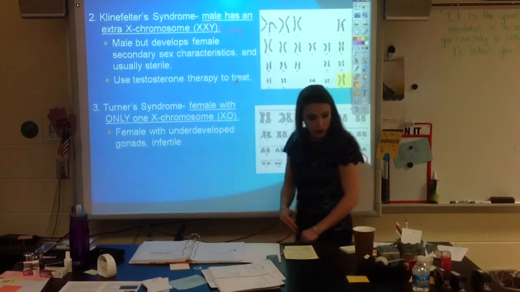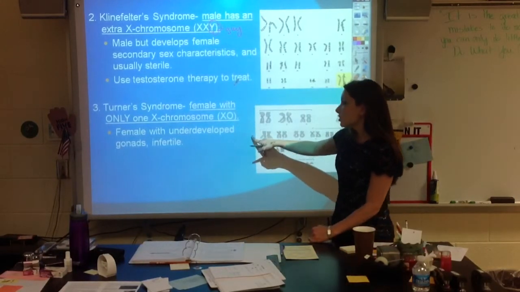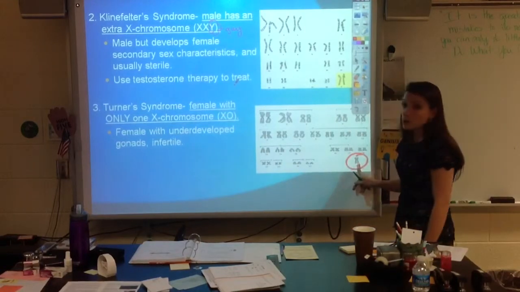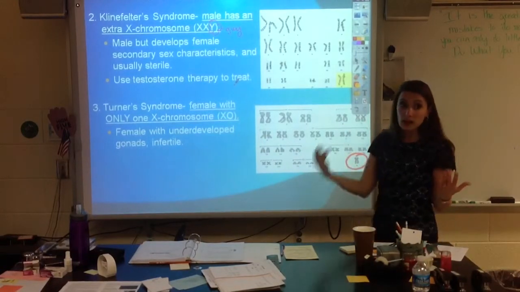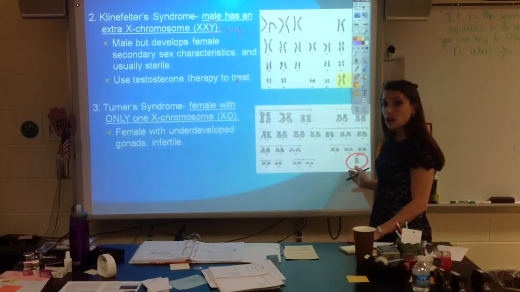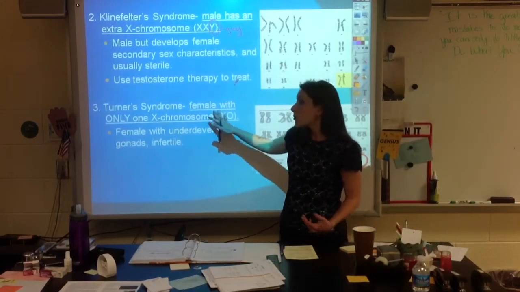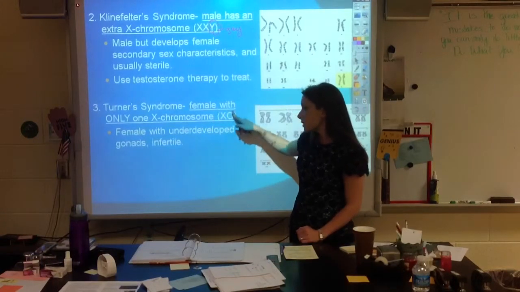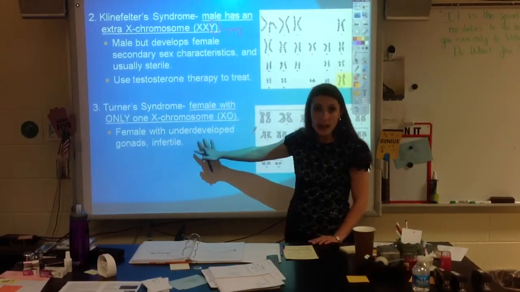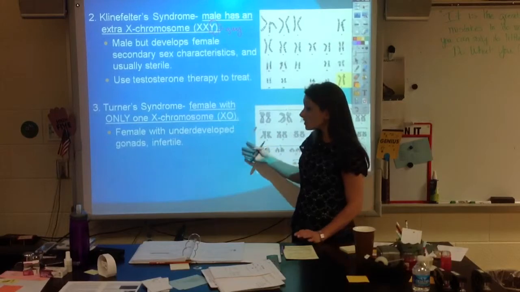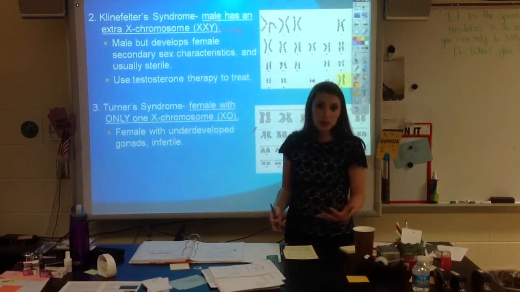The next is called Turner's syndrome. Turner is where you are XO. So you're not XX, you're not XY, you're just XO. There's nothing there. And this is a female, there's no Y, but they don't have enough information to actually make the eggs. So they are going to be female, but they are also sterile or infertile.